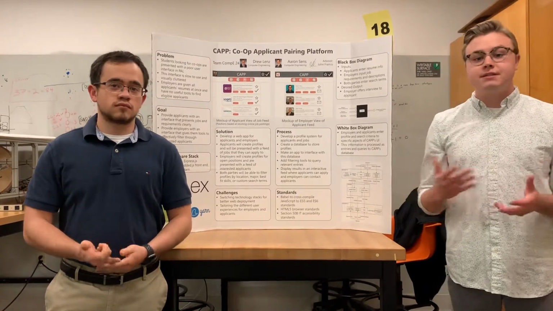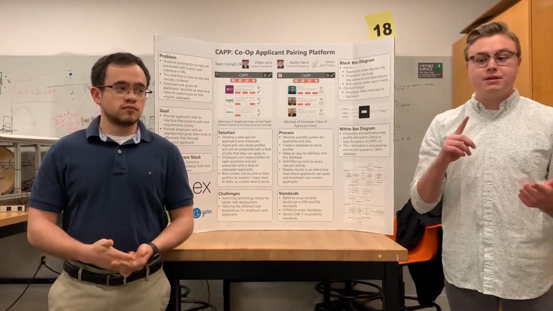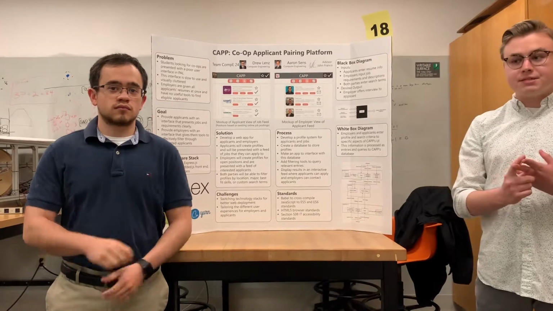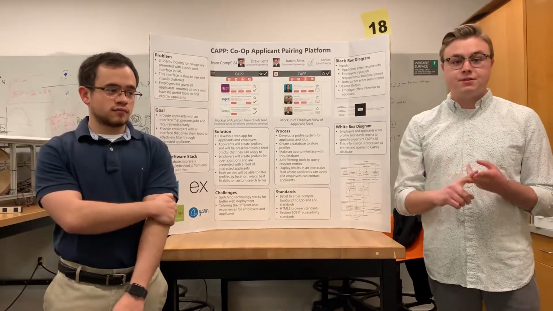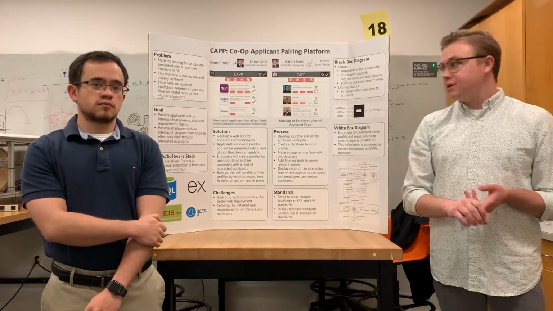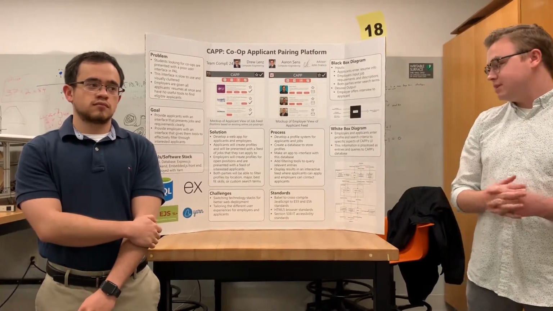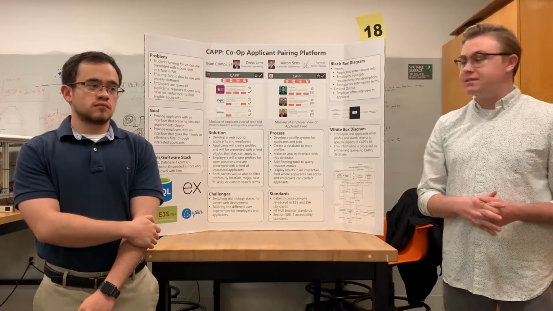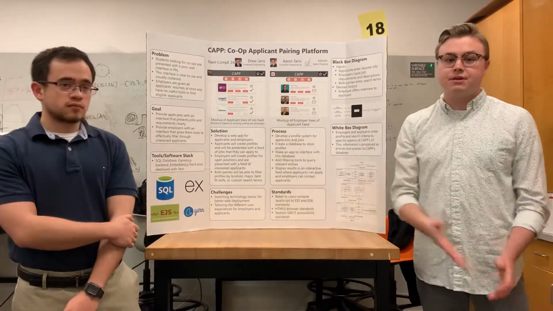Once we had that basic functionality down, it was time to develop filtering tools to query relevant entries. This is how companies could see applicants that were interested in them. This is how applicants could find jobs that were best suited to their skills and interests. And then finally, we wanted to display these results in an interactive feed where applicants can apply and employers can contact applicants, and mock-ups of those feeds are shown here on the poster.